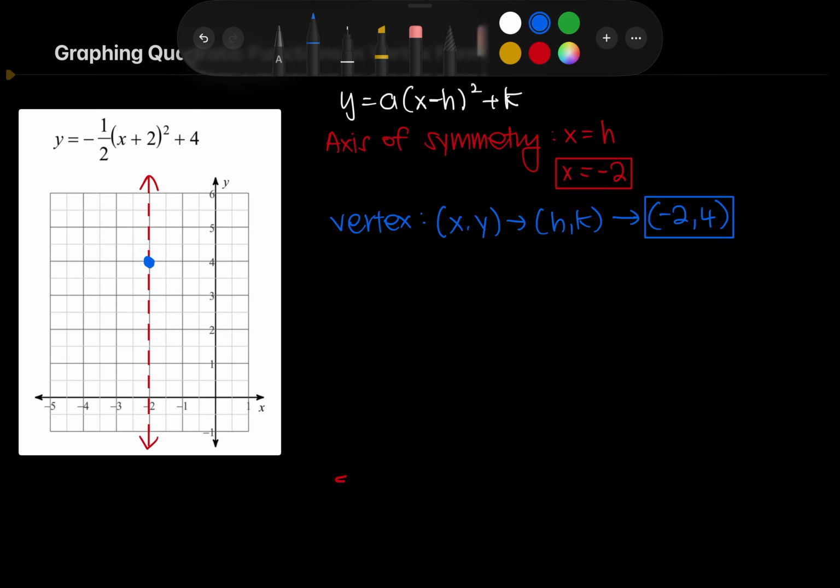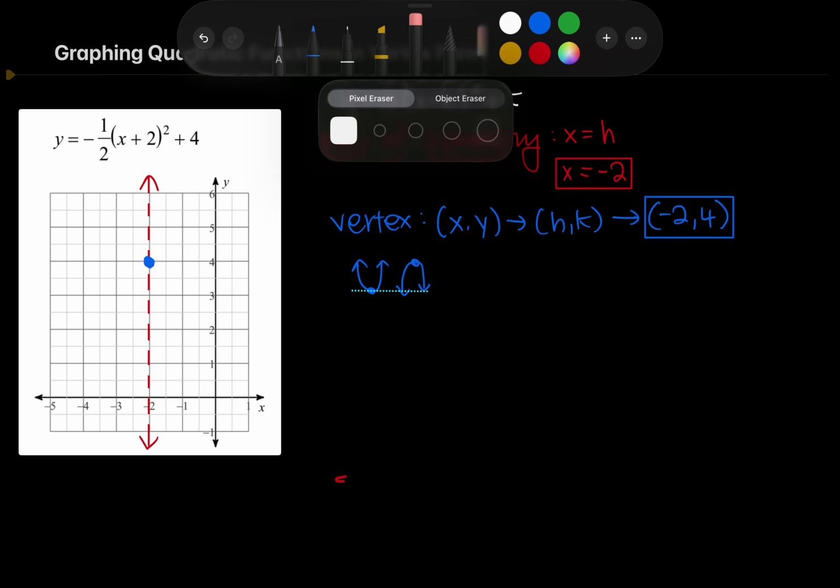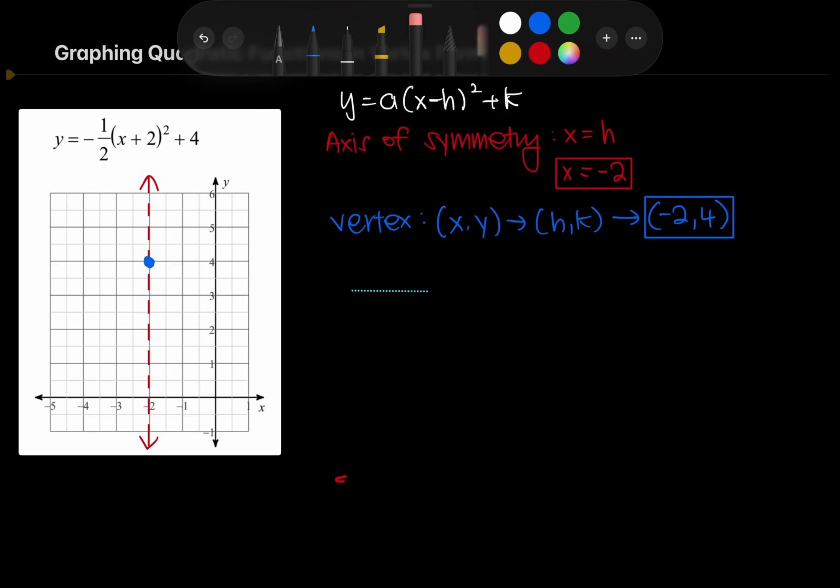Again, this whole unit is about U-shapes. The whole unit is going to be a parabola. So it's either going to be this way or that way. Just keep that in mind. And your vertex should be here or here. Keep that in mind when you're doing this.